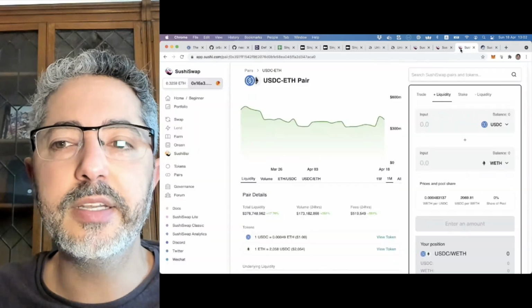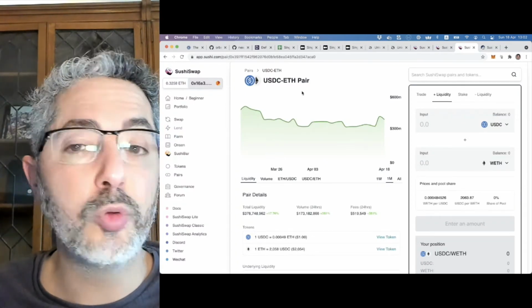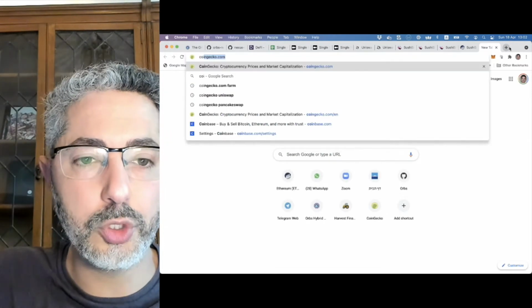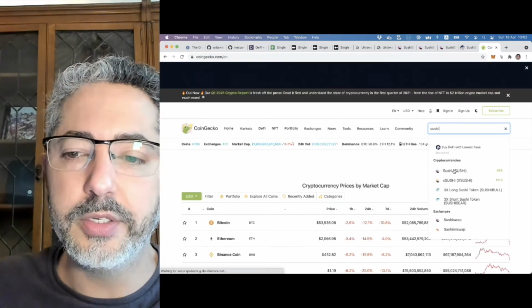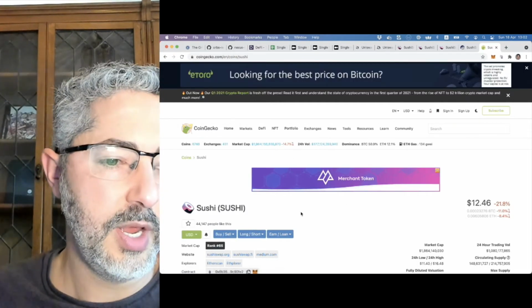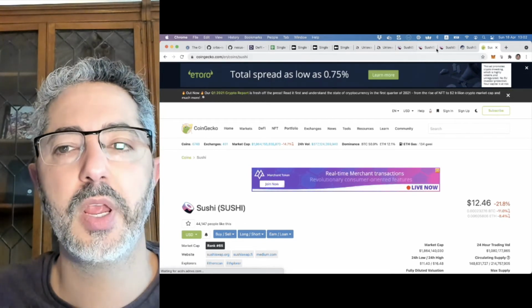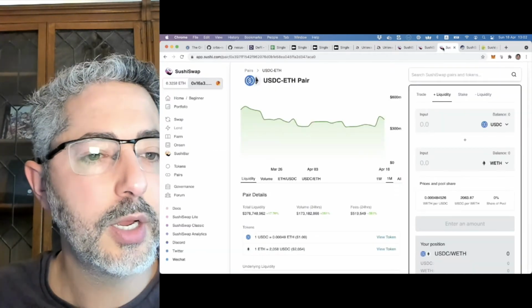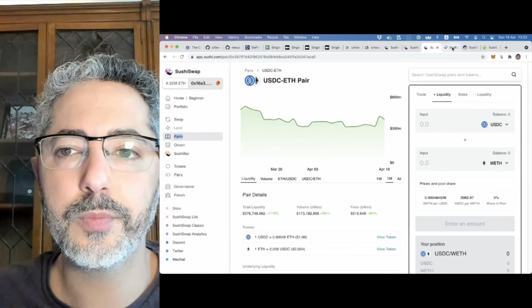The other incentive that I have for joining is the Sushi token. You probably heard of the Sushi token. I'm going to show it to you on CoinGecko. The Sushi token is the governance token of the Sushi platform. So you can earn Sushi as a reward for providing liquidity. How much Sushi am I earning? You could usually see that in the farming section.